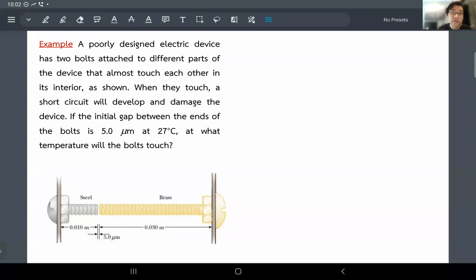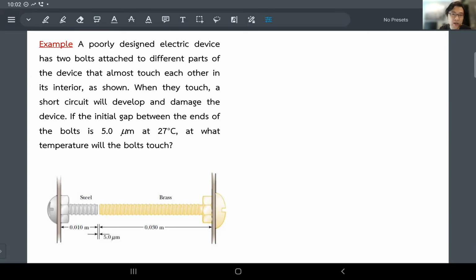So we use this exercise as a review of what we did last time. A poorly designed electric device has two bolts attached to different parts of the device that almost touch each other, inside this device. So when they touch, a short circuit will develop and damage the device, which is not good. If the initial gap between the ends of the bolts is given to be 5 micron at 27 degrees Celsius, at what temperature will the bolts touch? Is that good? I think this is about right.